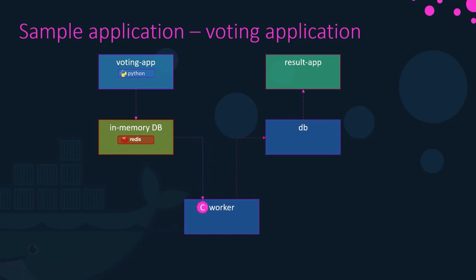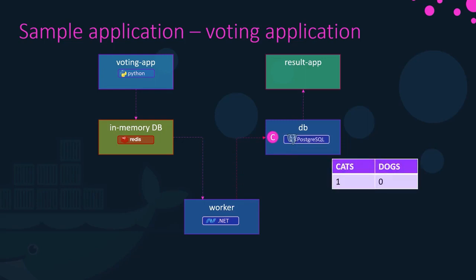This vote is then processed by the worker, which is an application written in .NET. The worker application takes the new vote and updates the persistent database, which is a Postgres SQL in our case. The Postgres SQL simply has a table with the number of votes for each category, cats and dogs. In this case, it increments the number of votes for cats, as our vote was for cats.